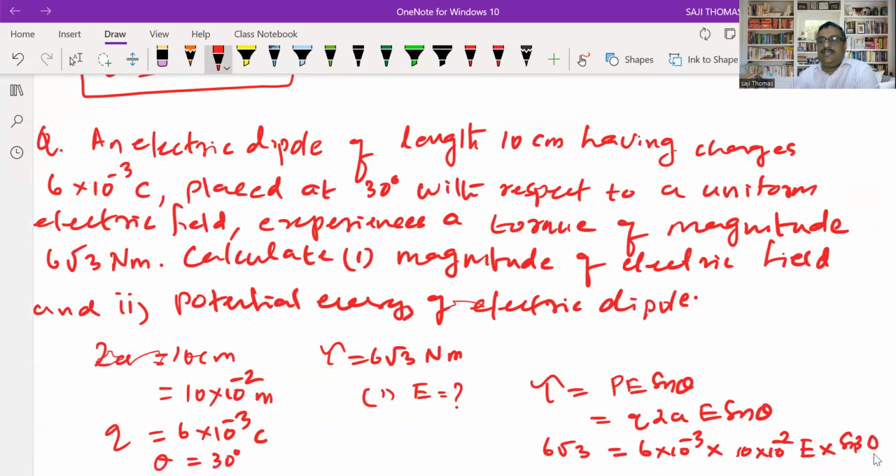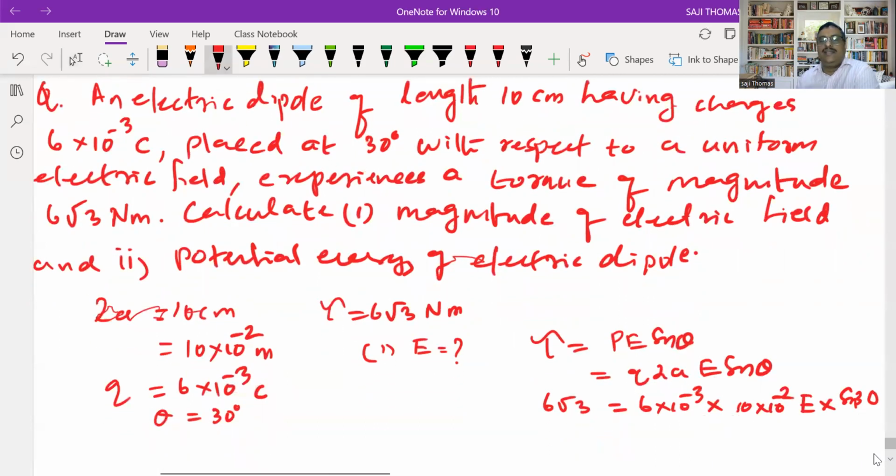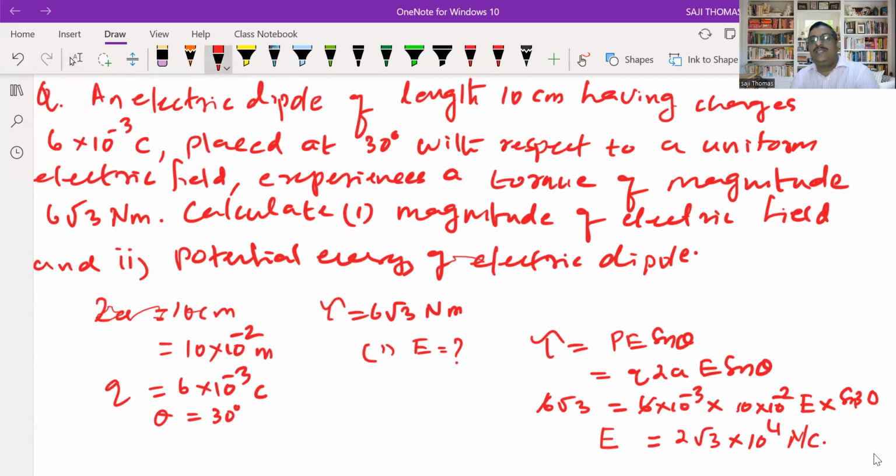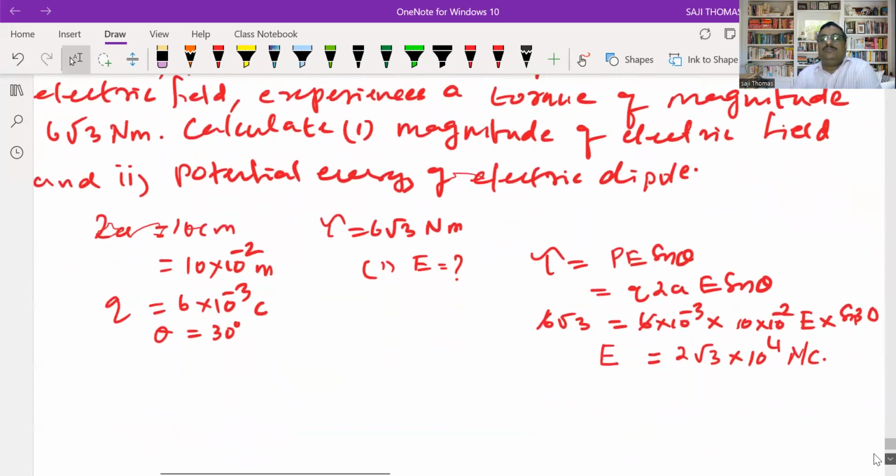So it is very easy calculation. You can find out E. You can cut this 6. Sine 30 is 1 by 2. You calculate E. You will get E value as 2 root 3 into 10 to the power 4 Newton per coulomb. So this calculation is easier one, direct formula application. What is the second thing? Potential energy of the electric dipole.